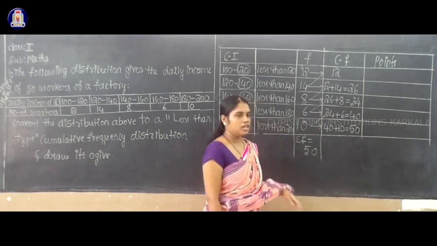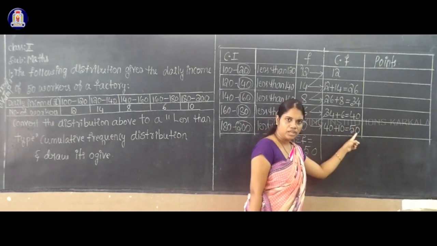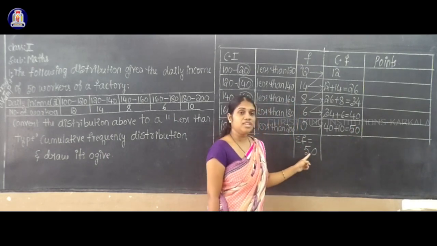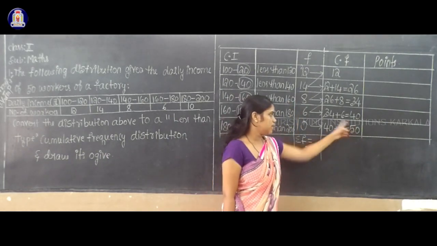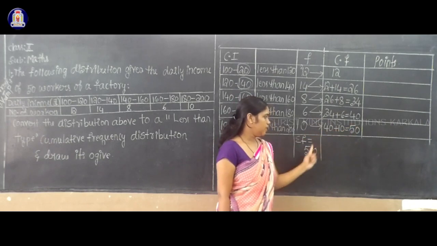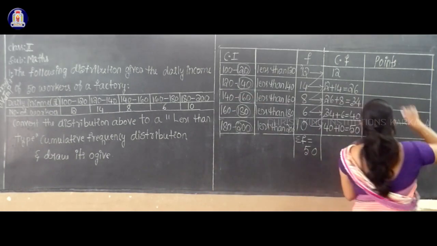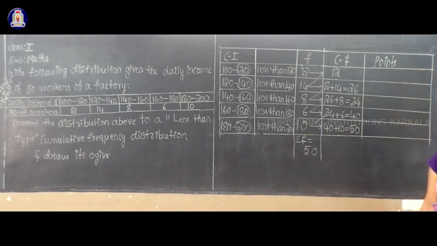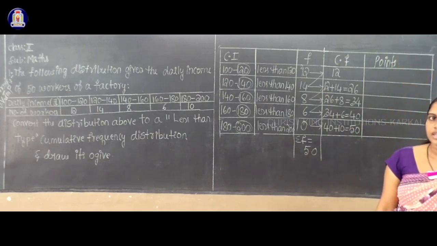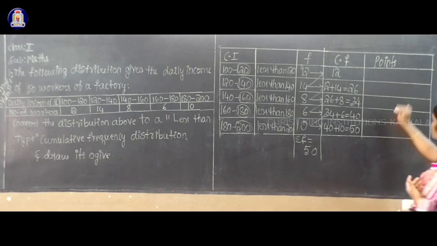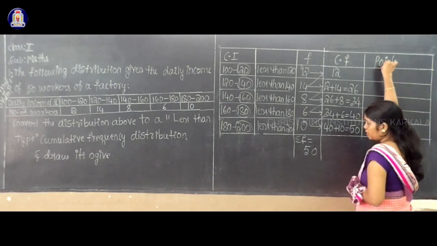Can you observe here the last cumulative frequency value and the summation of frequency are the same? 50, 50. Correct now? Yes. So next, points. To plot the graph you need the points, isn't it? So how to consider these points?